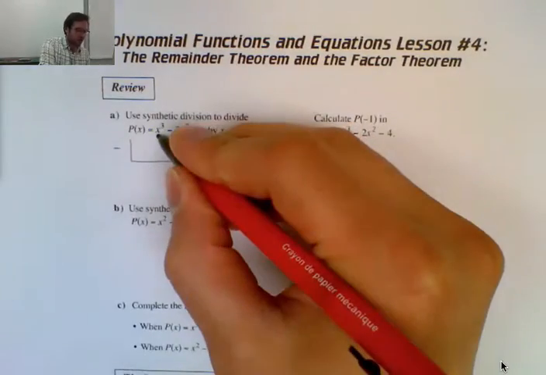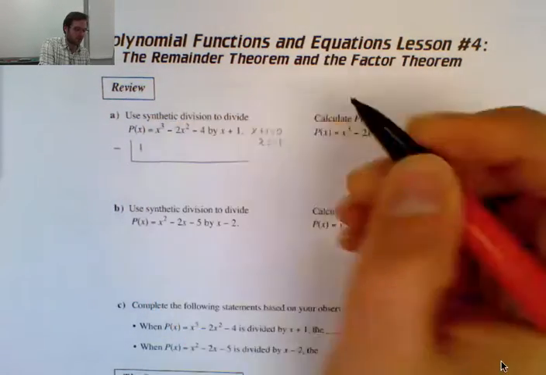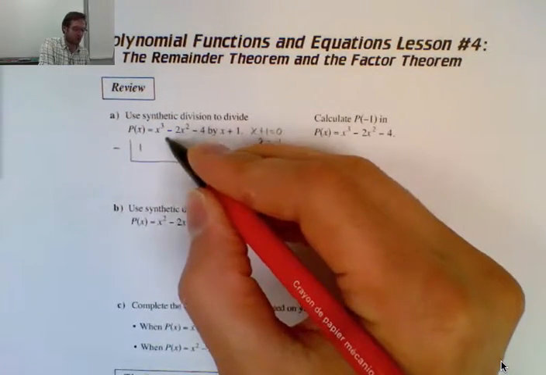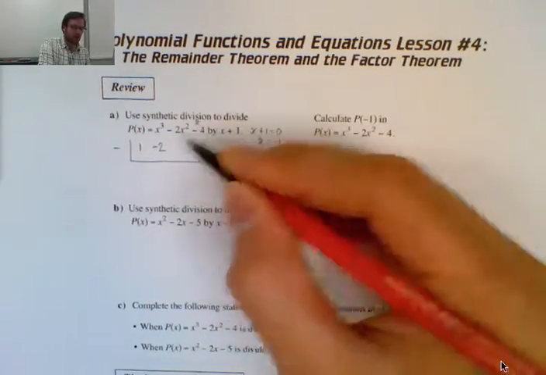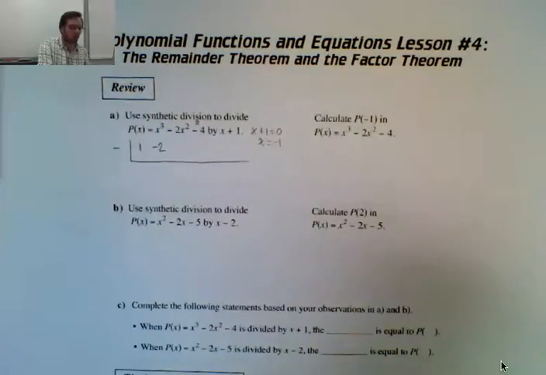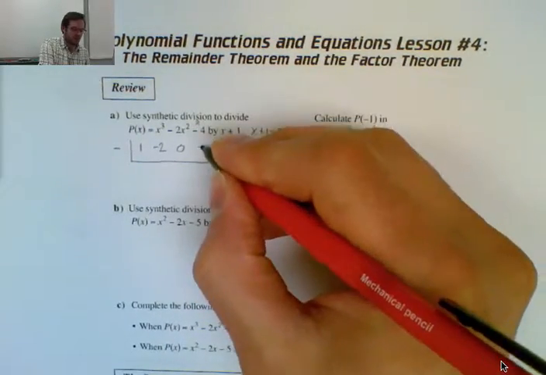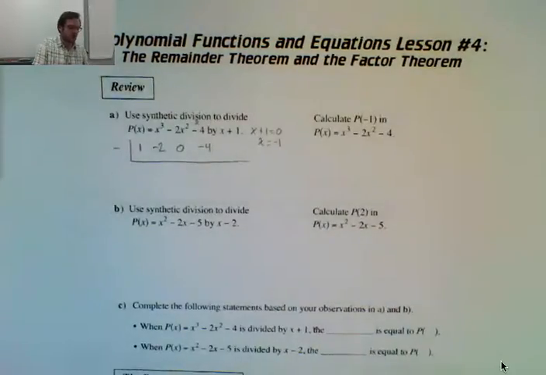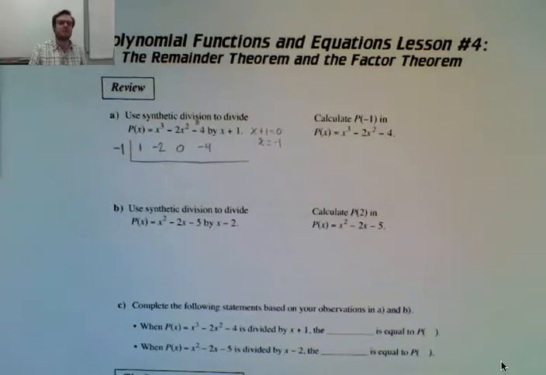Here, I have x to the power of 3, so we have 1x cubed. We have negative 2x squared. And we're missing the x's here, so there are 0 x's, and that is one thing we always have to remember to put in. So we have 0 x's, and then we have negative 4. Okay? It's negative 1, so let's start my synthetic division.